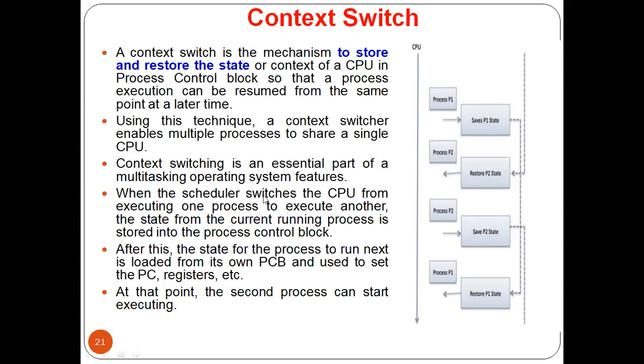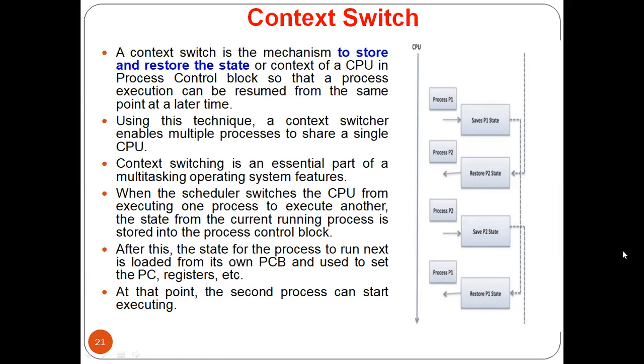So when the scheduler switches the CPU from executing one process to execute another, the state of the current running process is stored or saved in the process control block. After this, the state for the process to run next is loaded from its own PCB and used to set the program counter and registers values. At that point, the second process can start executing.